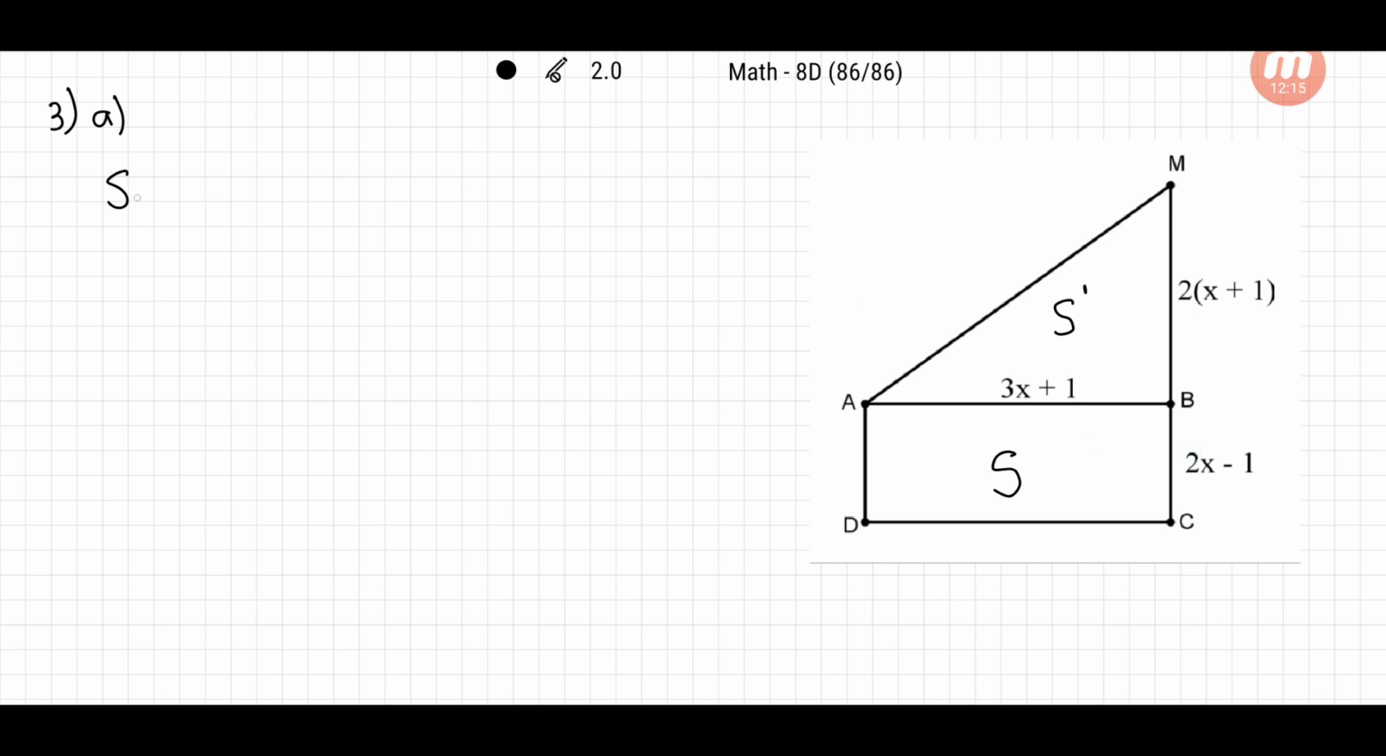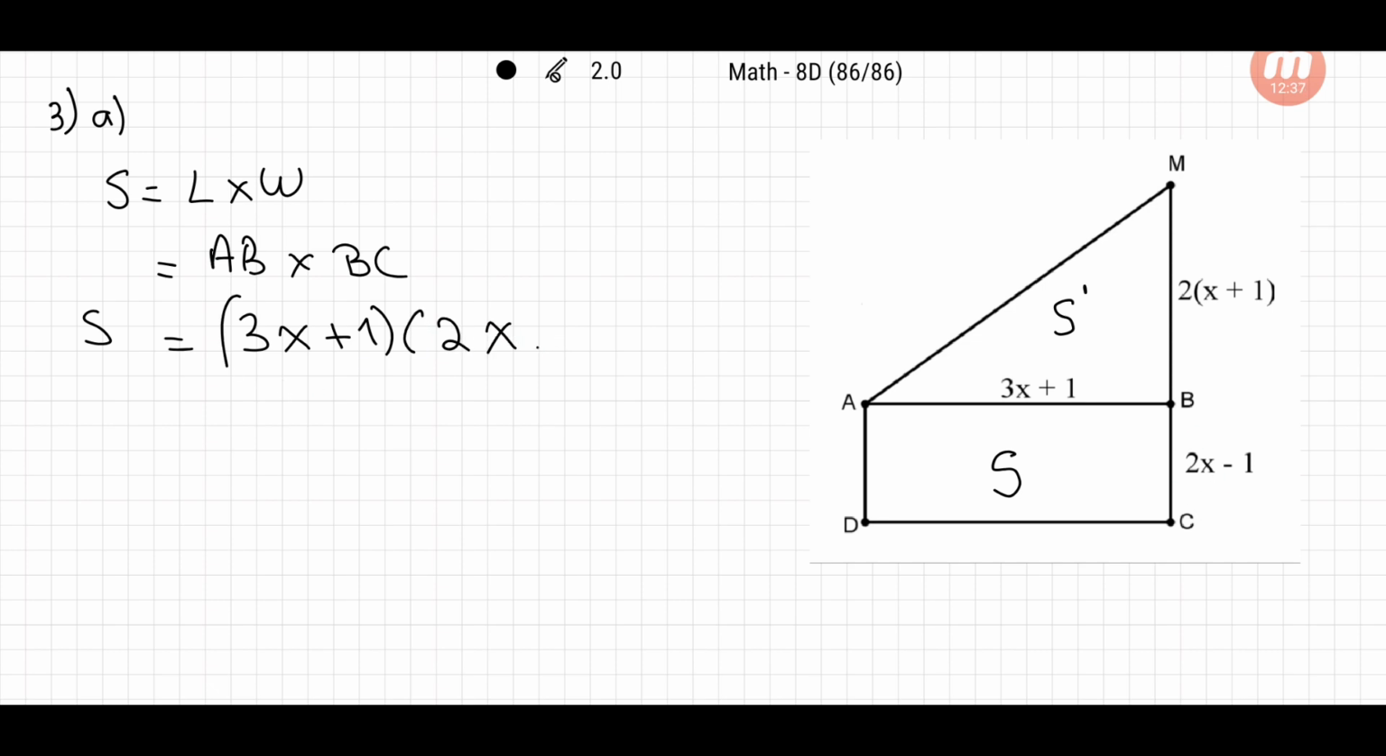So S is the area of this rectangle, length times width. The length is AB and the width is BC. So I know that AB is 3x plus 1 times BC, which is 2x minus 1. So this is S in terms of x.